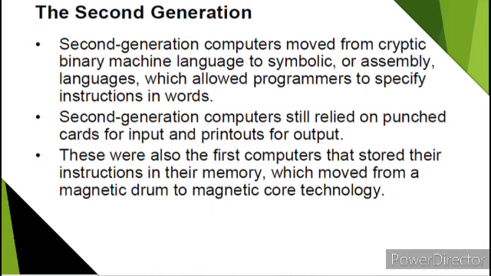Second generation computers moved from cryptic binary machine language to symbolic or assembly languages, which allowed programmers to specify instructions in words. Second generation computers still relied on punched cards for input and printouts for output. These were also the first computers that stored their instructions in their memory, which moved from a magnetic drum to magnetic core technology.